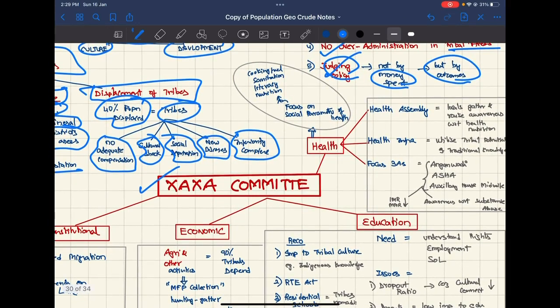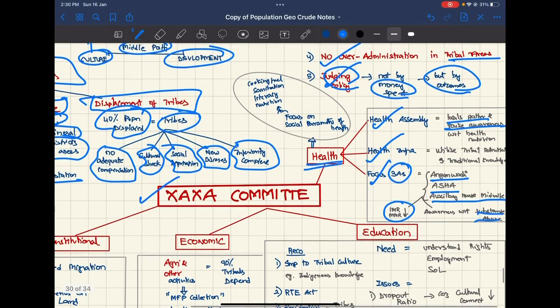their recommendations with respect to health are: maintain a health assembly where locals gather and raise awareness, provide better health infrastructure, and focus on 3 A's, which are Anganwadi, Asha worker, and auxiliary nurse midwife, to improve the IMR and MMR and address substance abuse. Also, the main basic approach is to focus on social parameters of health, which are health, nutrition, literacy, sanitation, cooking fuel.